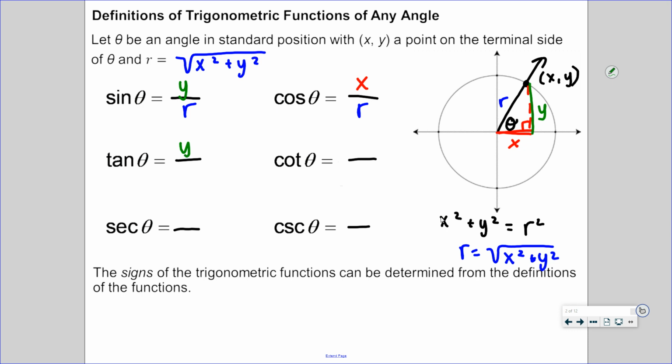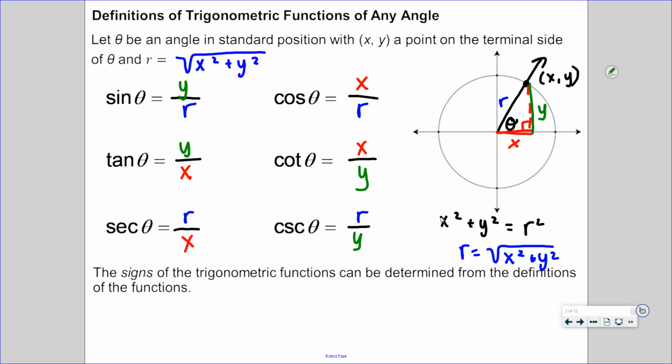Tangent, opposite over adjacent. And then we can just do all the reciprocals. These ones are kind of in a weird order. Cotangent, tangent's reciprocal, so x over y. Am I still echoing, or did it kind of stop? It stopped, okay. Secant, cosine's reciprocal, r over x. Cosecant, sine's reciprocal, r over y.